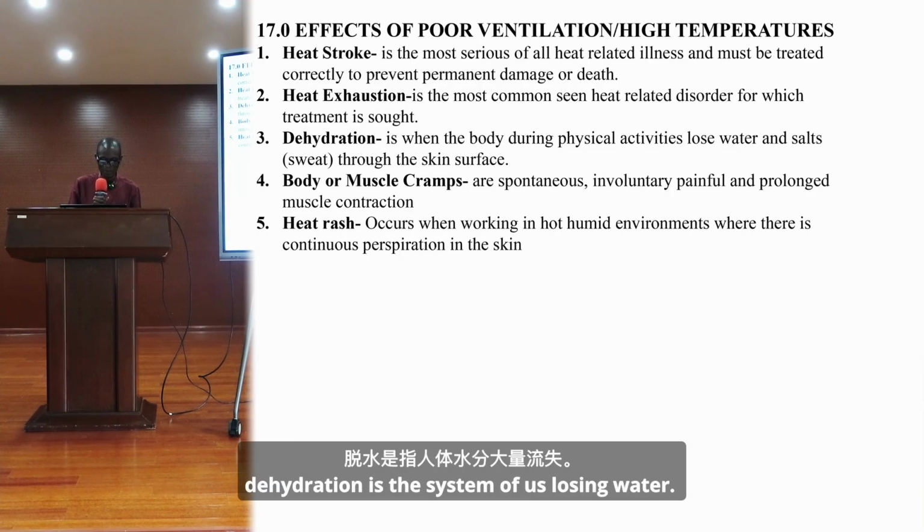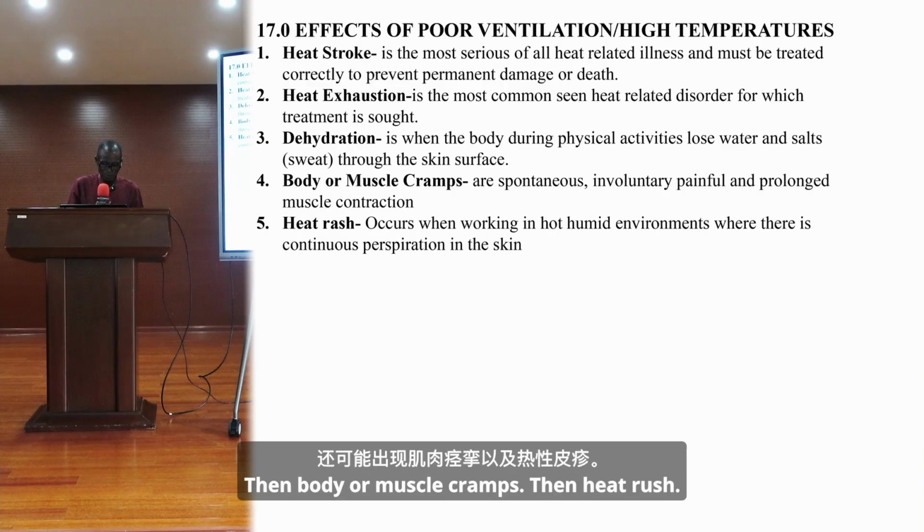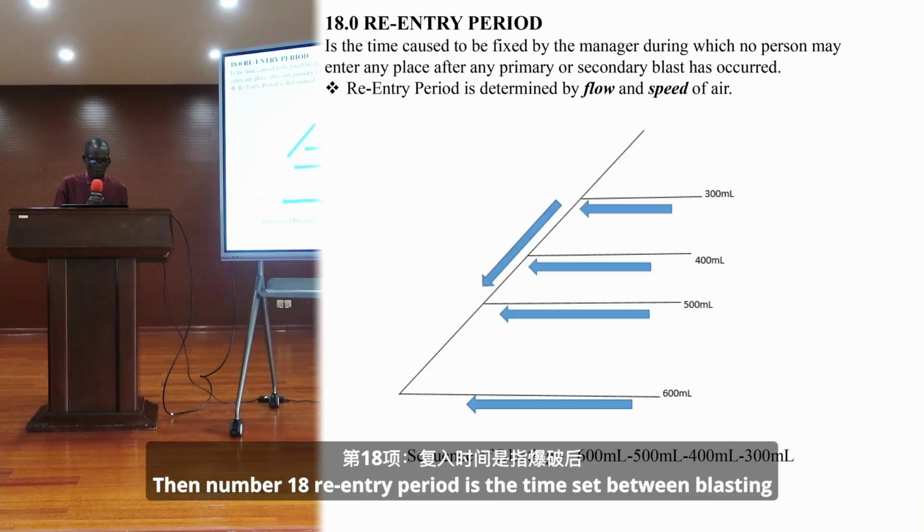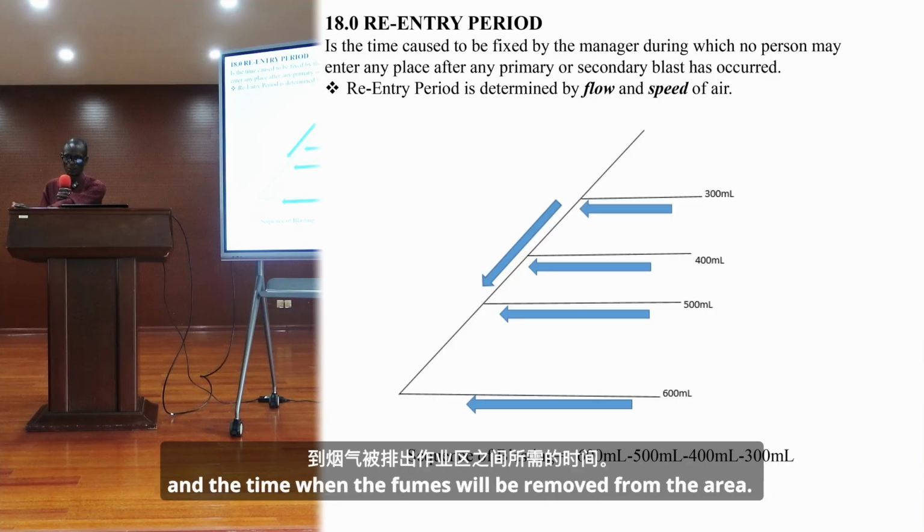Then dehydration. Dehydration is the loss of water from our system. Then body or muscle cramps. Then heat rash. Then number 18, re-entry period. Re-entry period is the time set between blasting and the time when the fumes will be removed from the area.